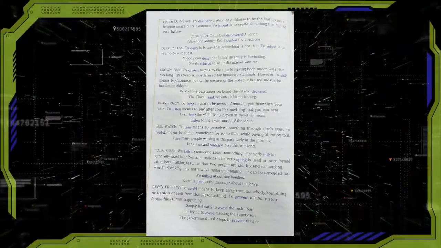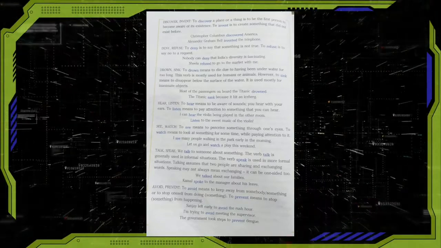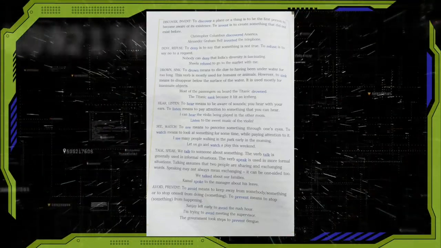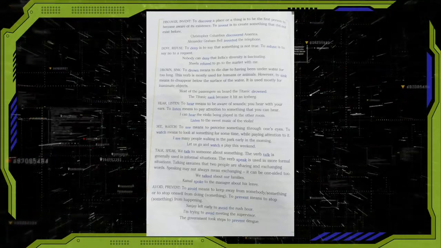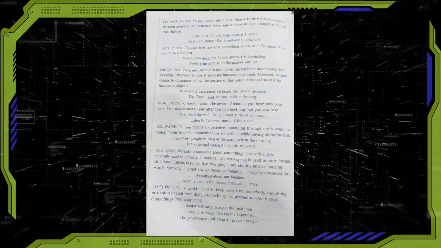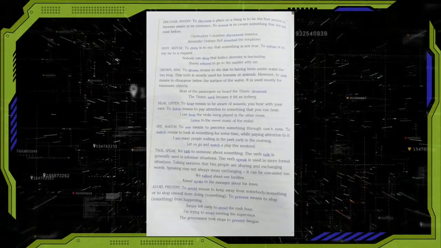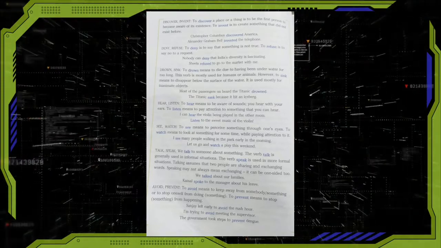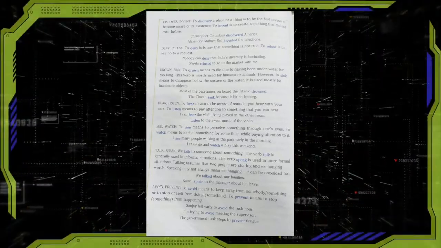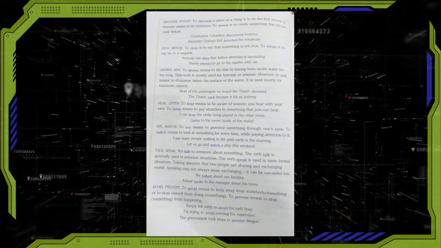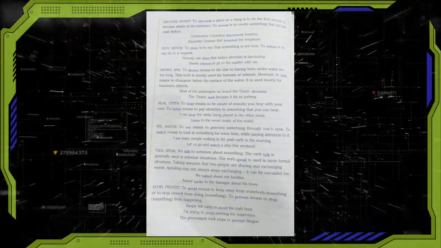Last word, avoid, prevent. Here, to avoid means to keep away from somebody or something, or to stop oneself from doing something. To prevent means to stop something from happening. Look at these examples. Sanjay left early to avoid the rush hour. I am trying to avoid meeting the supervisor. The government took steps to prevent dengue.